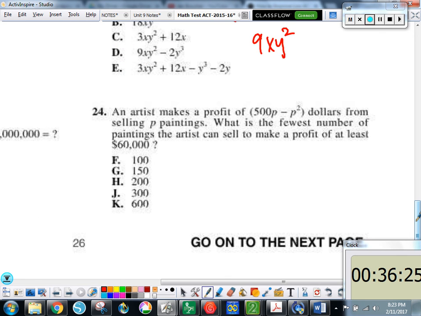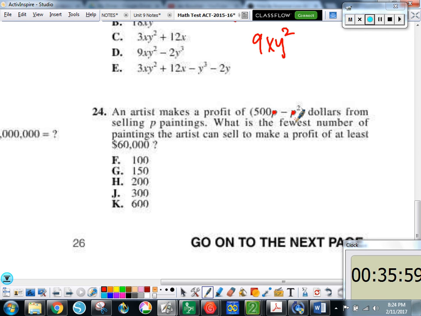So an artist makes a profit of 500p minus p squared dollars from selling p paintings. What is the fewest number of paintings the artist can sell to make a profit of at least 60,000? So I would take this and I would just start plugging them in. Plug in the 100 for p, see what you get. Plug in 150 for p, see what you get. Plug in 200, see what you get.